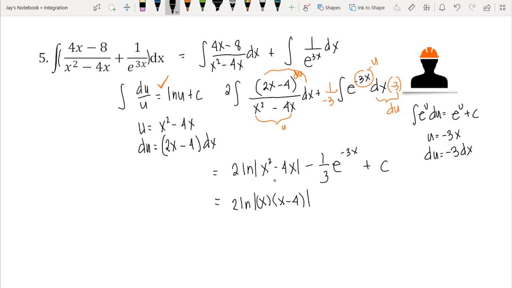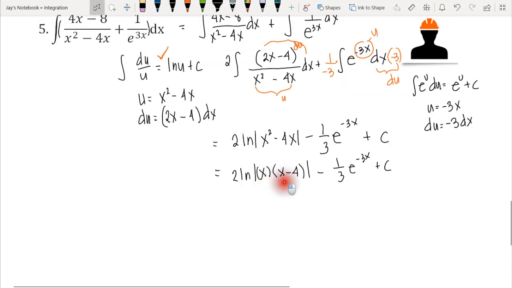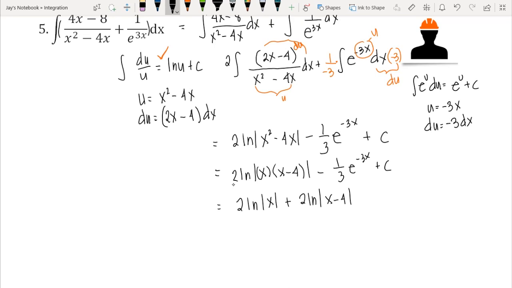So review your algebra on how to factor binomial or factor polynomial. So we continue, minus 1/3 e raised to negative 3x plus c. Again, we can divide it into two terms, but we have 2 as the coefficient, so we rewrite 2, the natural logarithm of x. Since it is multiplied, then we use plus. Then again, we have 2, we still have 2, the natural logarithm of x minus 4 minus 1/3 e raised to negative 3x plus c.